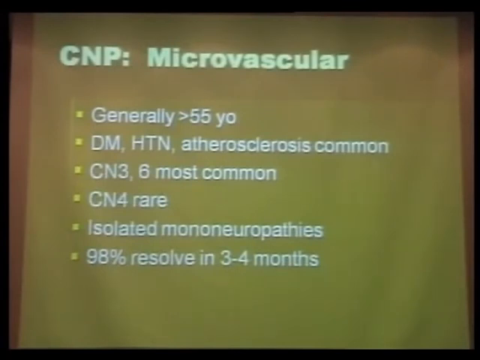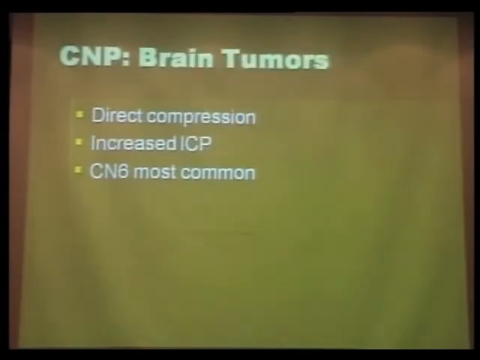You heard a little bit about cranial neuropathies. They're often microvascular in the older age group with diabetes and hypertension. If you look at all the microvascular cranial neuropathies, about 48% are the third and 48% are the sixth. It's very rare to have the fourth nerve involved for reasons that are unclear. But as Andy said, they're usually isolated mononeuropathies, and most get better on their own.